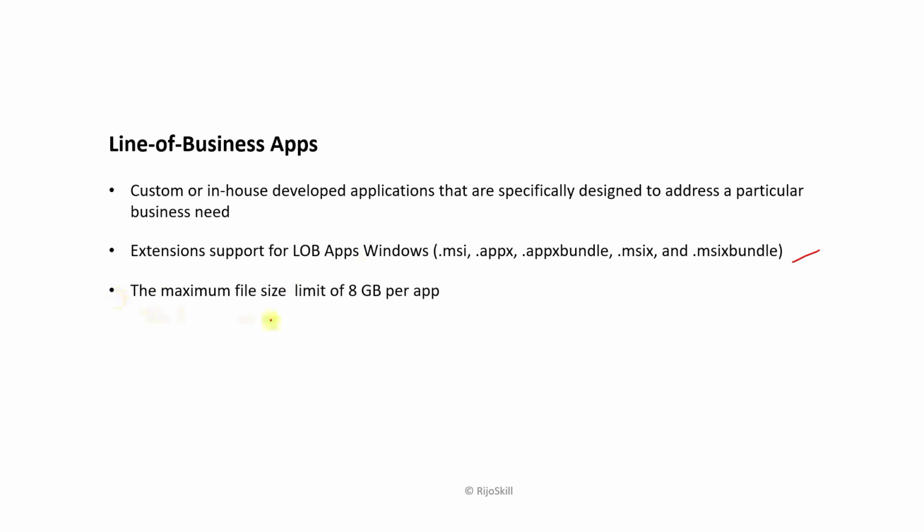The maximum size limit is 8 GB per app. So for each application, the maximum size is 8 GB. Very important, 8 GB per app. So one app can only be 8 GB. If it is more than 8 GB, it is not supported. Also, LOB apps do not support dependency and supersedence.